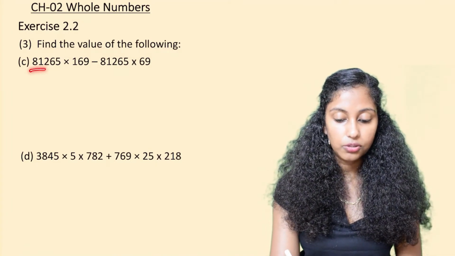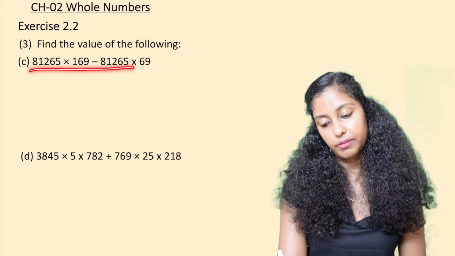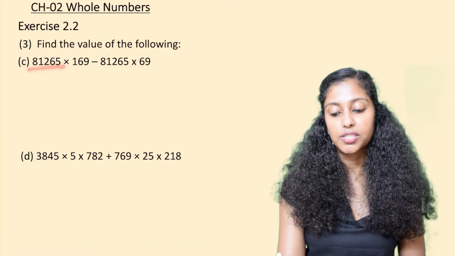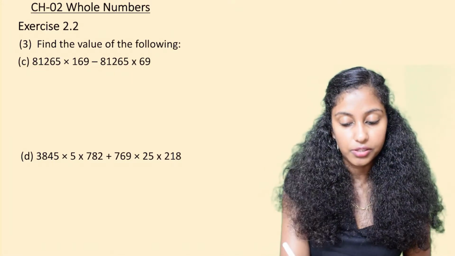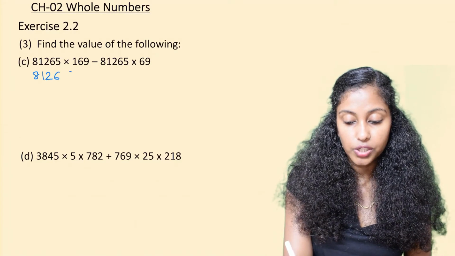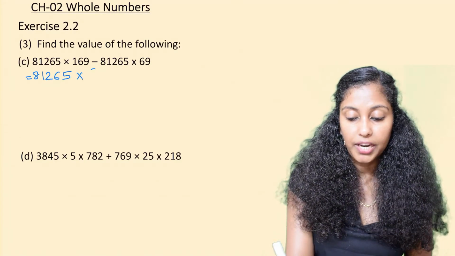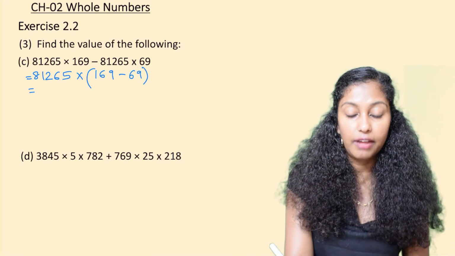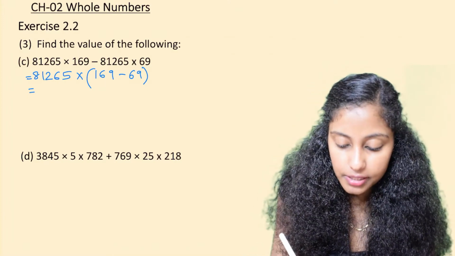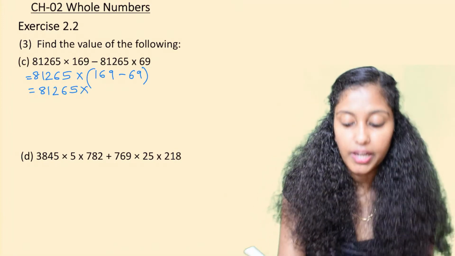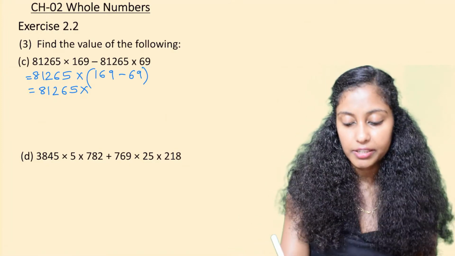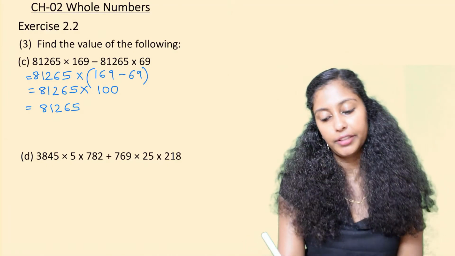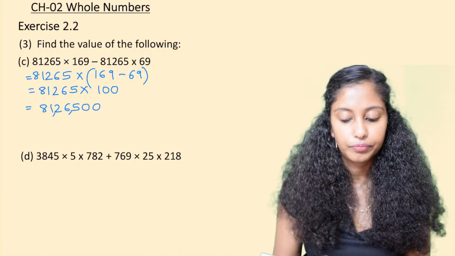Now they have asked us to find the value of the following. So again 81,265 into 169 minus 81,265 into 69. So here we see that 81,265 is common in both the places. So 81,265 multiplied by, inside the bracket we write 169 minus 69. Again we have copied from the question as it is. 81,265 multiplied by 169 minus 69, which will give us 100. 81,265 multiplied by 1 is the same, and then we add 2 zeros.